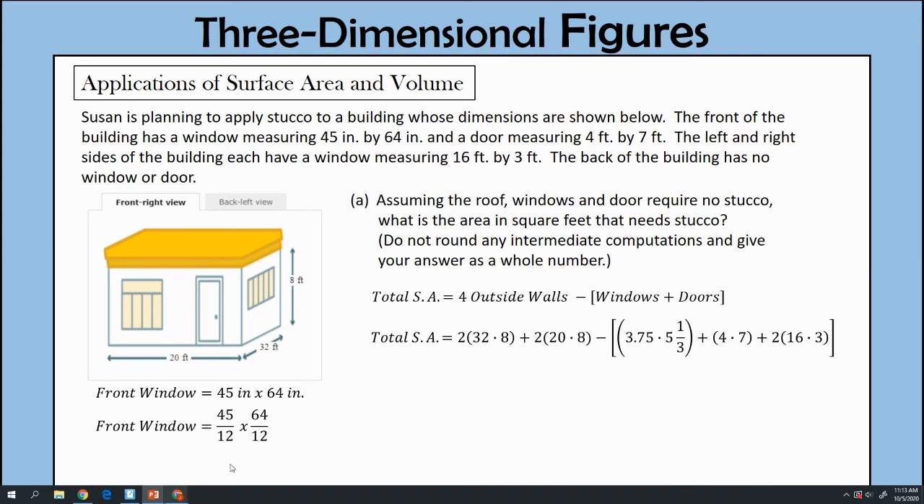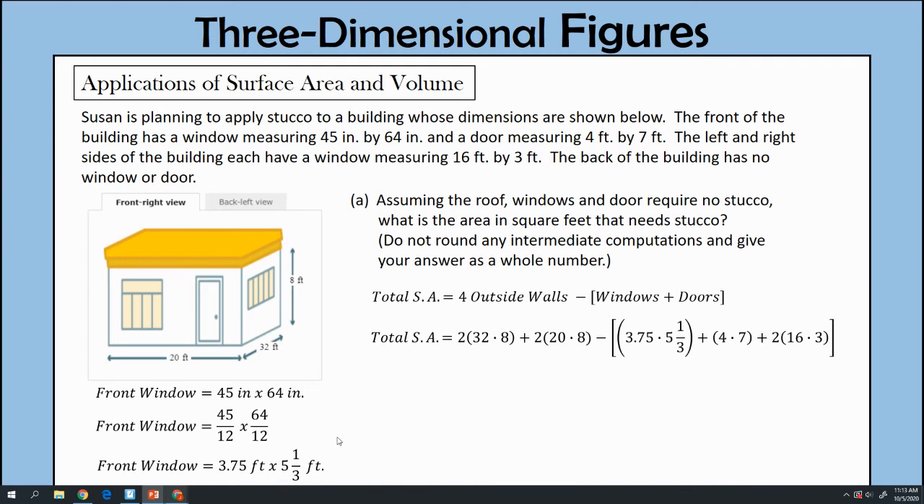Now, before I finish my calculation, go back up here and it says don't round any intermediate computations. You give your answer as a whole number. So I don't want to round these. When I do my conversions, this first one, 45 divided by 12 is 3.75. That's a terminating decimal, so I can use 3.75. 64 divided by 12, though, is 5.33333 repeating.